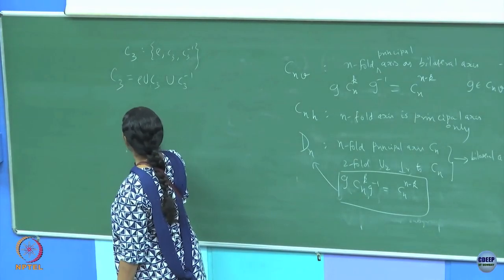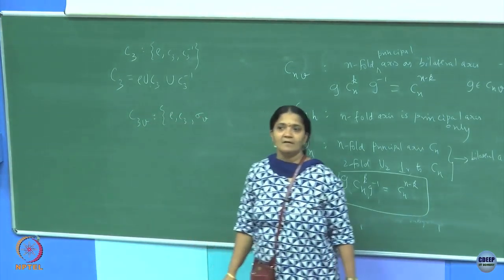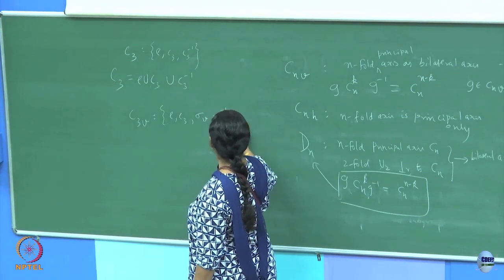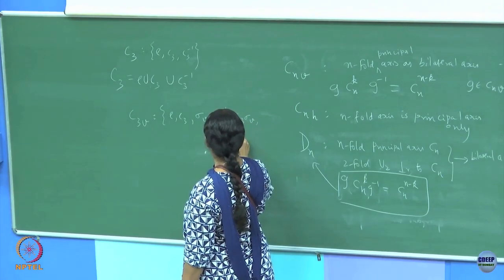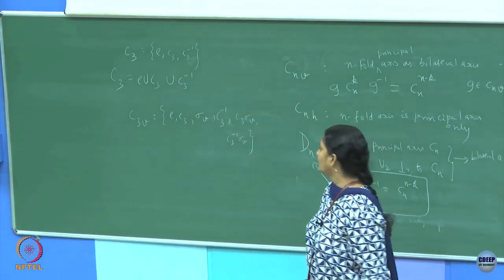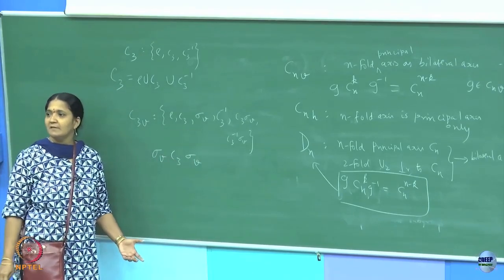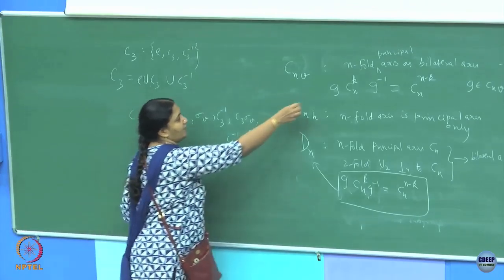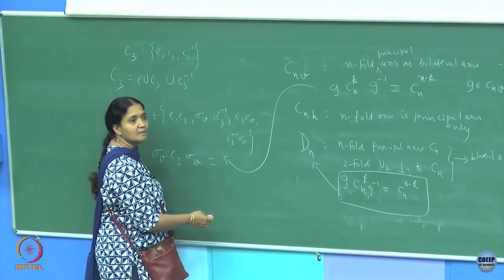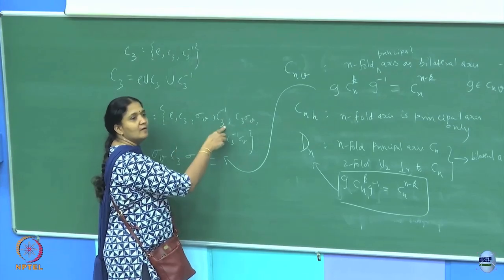Suppose I go to C 3 v, what are the elements? Generators are C 3 and sigma v, right, and then you have anything else? That is it. And you can show that sigma v C 3 sigma v inverse is not the same as sigma v. You can show that according to that property, what is it? It is C 3 1. Will be C 3 2, C 3 2 is nothing but C 3 inverse.